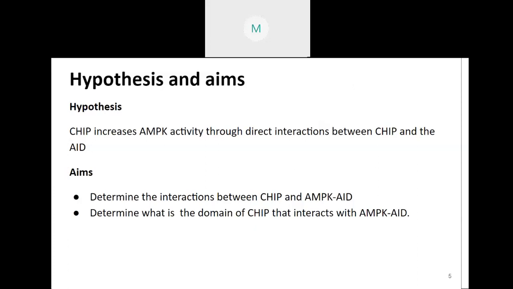My hypothesis is CHIP increases AMPK activity through direct interactions between CHIP and the AID. From preliminary studies, we know that the interaction is between CHIP and the AID. We just do not know which domain of CHIP is involved in the binding. So my first aim is to determine the interactions between CHIP and AMPK, and the second aim is to determine the domain of CHIP protein that interacts with the AMPK AID.